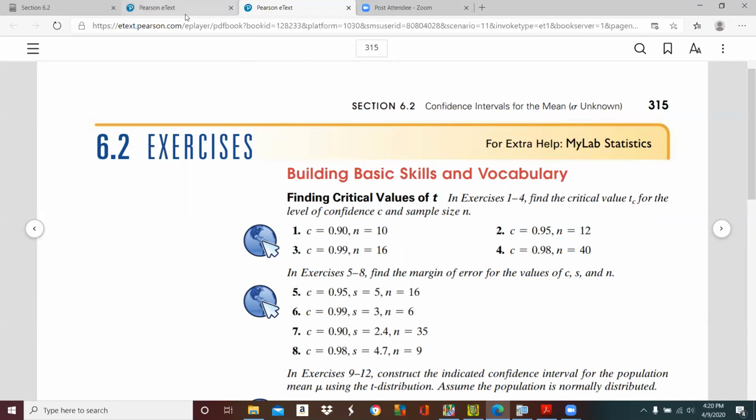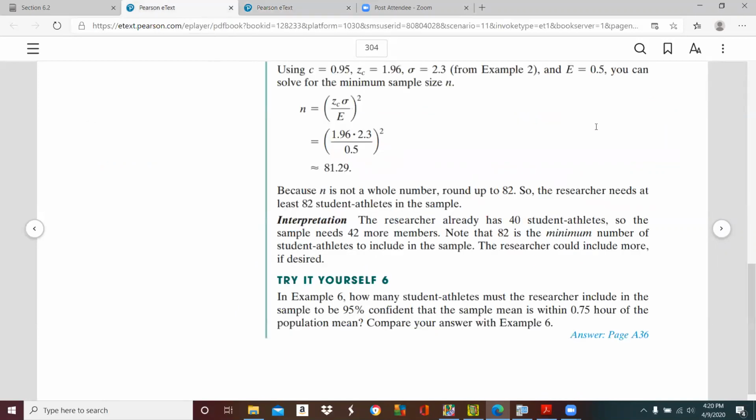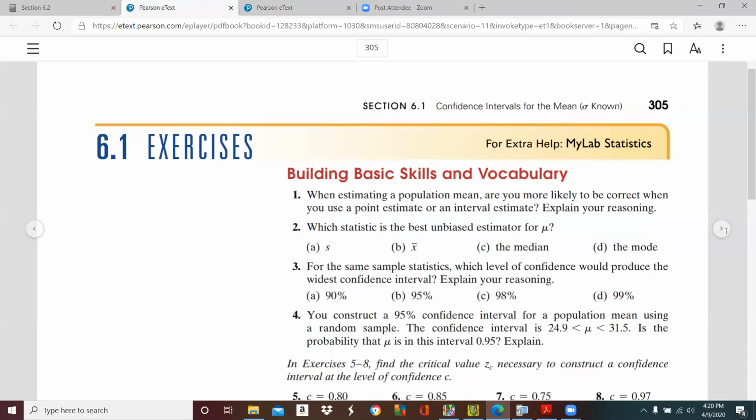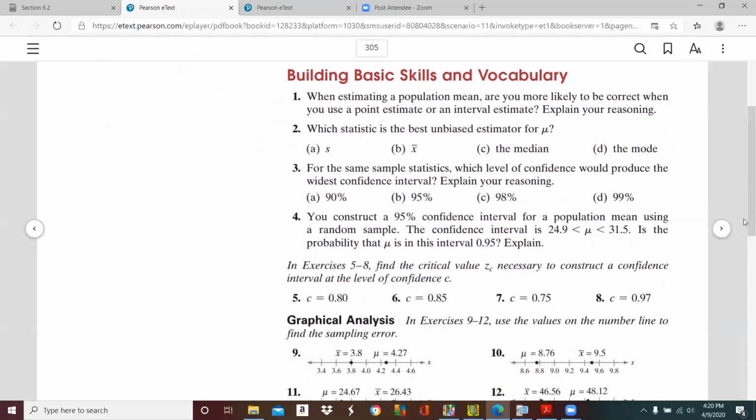So we're going to go back to 6.1, okay, and go to the exercises at the end of the chapter. And the very first one that we're going to do is on page 305. It's the ones that are numbers 5 through 8. All right, it's the ones down here.